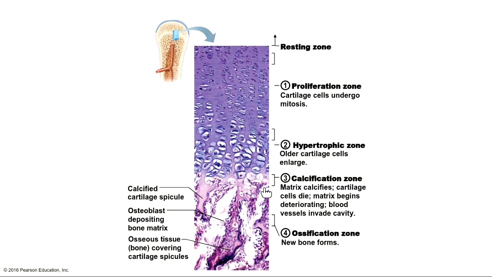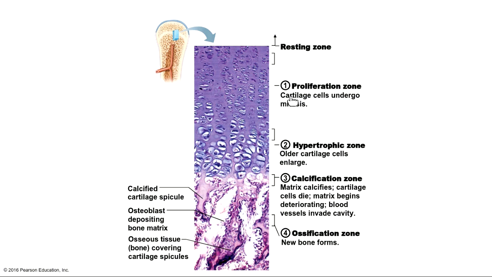So let's just look at a picture of this. You won't be asked to identify by sight what these layers look like. This is a histological view here of the epiphyseal plate. Now remember these in order. The zone closest to the epiphysis is the resting zone. And remember, there's really not a whole lot going on there. It's just sort of like a boundary between the epiphysis and where we start to see cartilage activity.